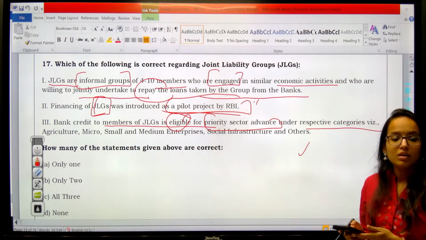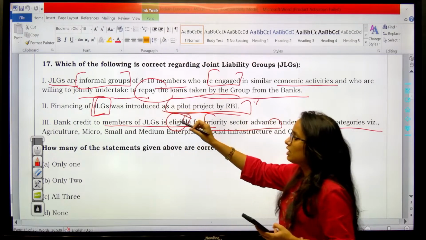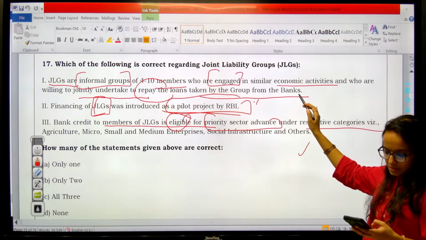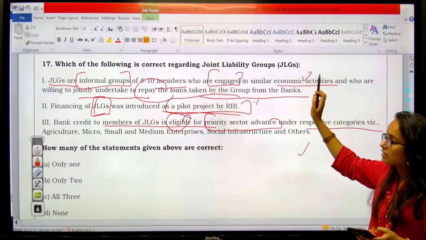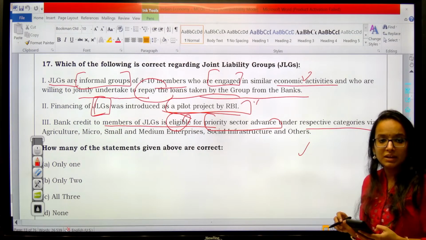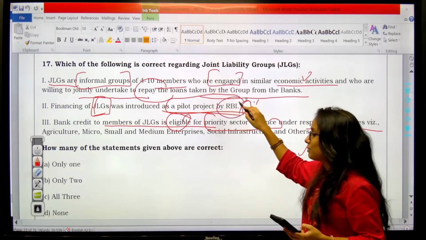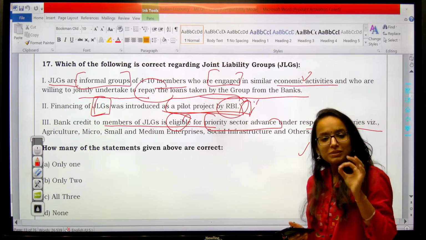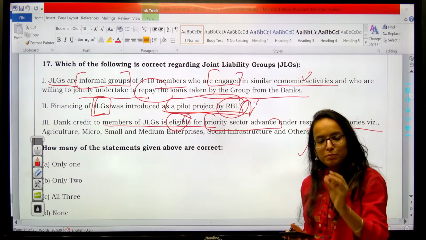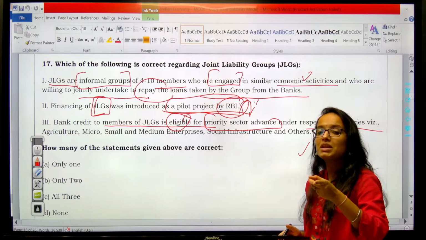Okay. So here let's see. First thing, JLGs are informal groups. Yes, this statement is correct. Second, financing of JLGs is launched as a pilot project. Yes, it is correct, but not by RBI. Again, see, I told you: something launched by someone, a report published by this, a scheme launched by this ministry, give it the benefit of doubt.